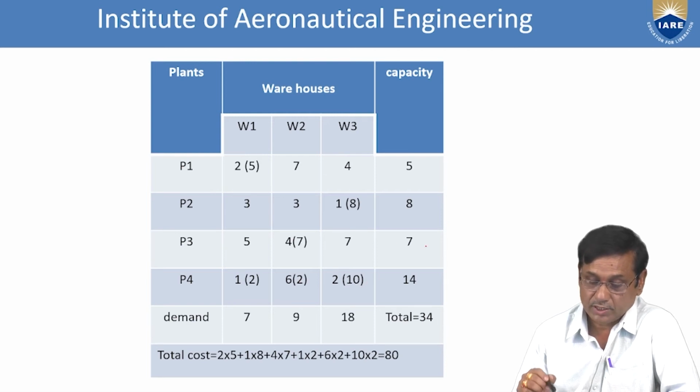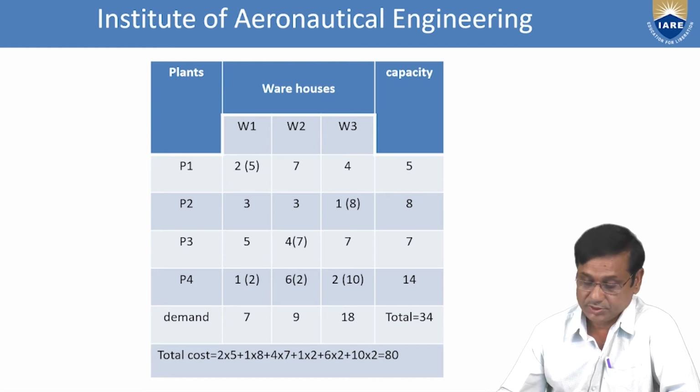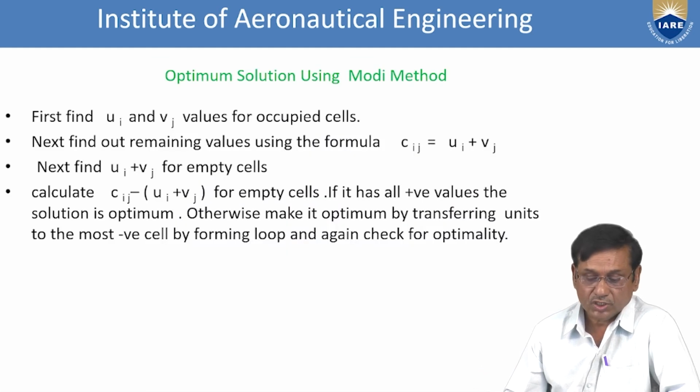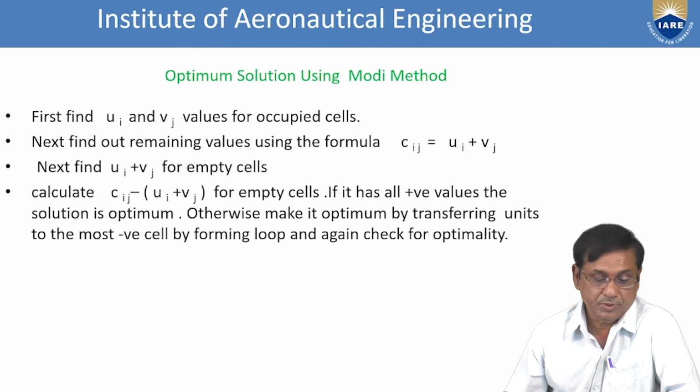So again we have to check whether it is balanced or not. Total capacity is utilized or total demand is satisfied or not, we have to check. Then next we have to find out whether it is the optimum solution or not. For that we can use the Vogel's MODI method to find out the optimum solution.